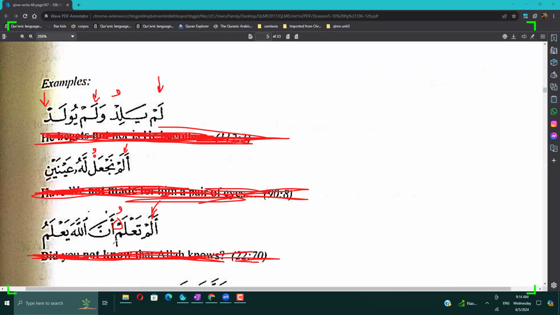Lam ta'lam. What is the meaning? Don't you know? Hmm. Don't you know that... Very good. Anna Allah, that Allah knows? Ya'lamu. Very good. Mashallah. So lam ta'lam, right? Did you not know? Anna Allah, that Allah ya'lamu, knows. Okay? Yes. Good job.